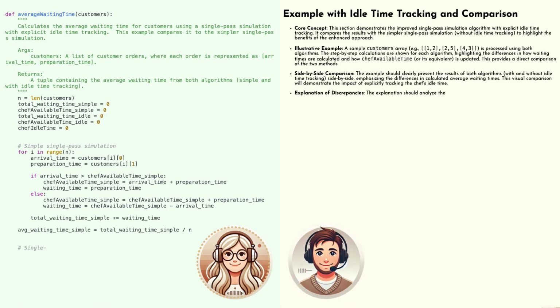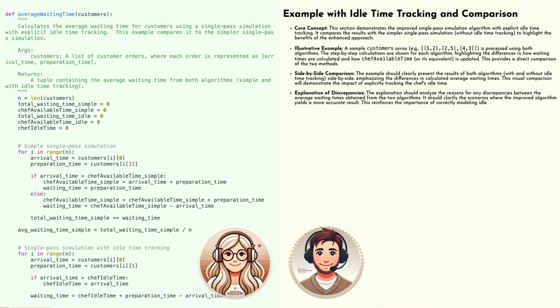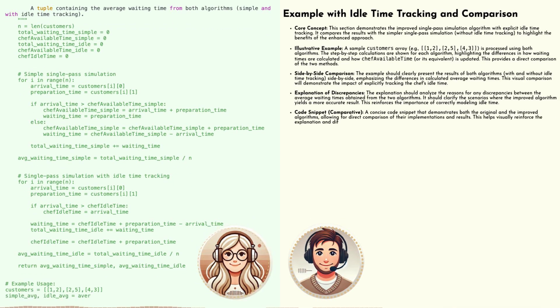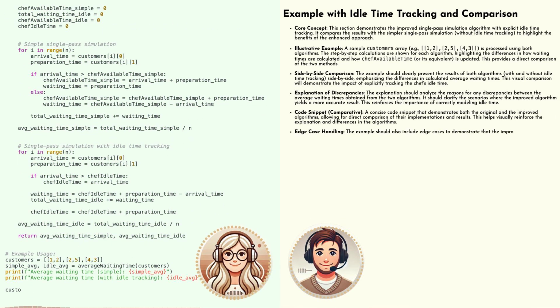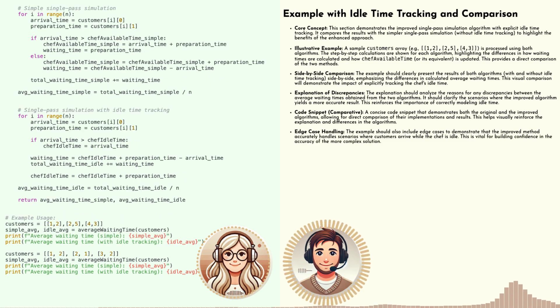Just to recap, how does tracking the idle time change things? Well, it's not just about when the chef is free. It's also about those little gaps between orders when they're not doing anything. We want to see how that downtime affects the wait times. Right, okay, so let's go through it step by step. Availability starts at zero. Customer 1 comes in at time 1. No waiting, 2 minutes to cook, so we update availability to 3.